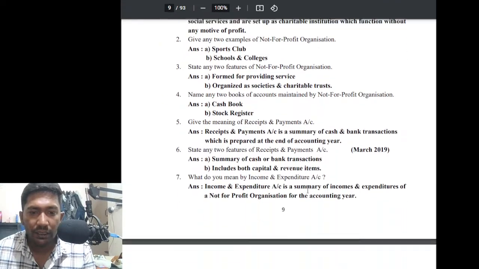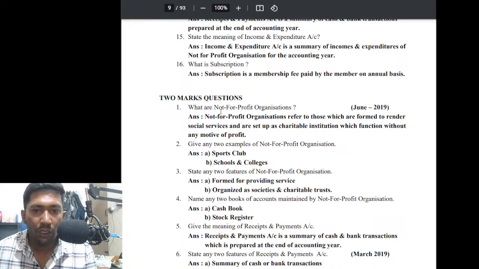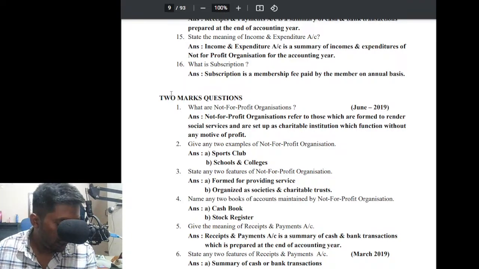Done. Then next they have given you a 2 mark question. Here we have, what are not for profit organizations? So in simple terms you can just write down the meaning.